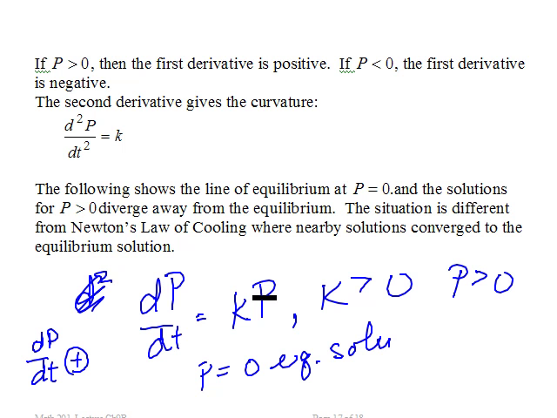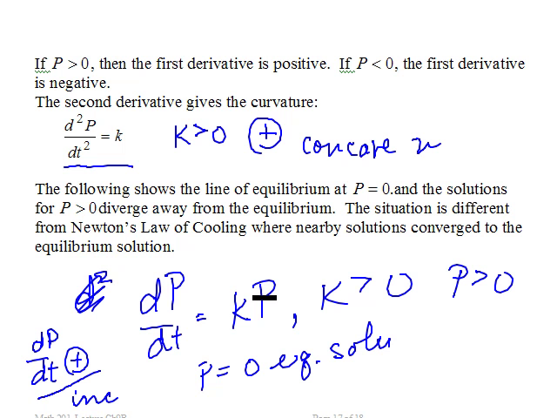We can take the second derivative, and this is what we get here. The second derivative is constant k. Remember, k is greater than 0, so actually the second derivative is always positive. The fact that the first derivative is positive means that the solution, the population, will be increasing. Because the second derivative is positive, that means that the curves are going to be concave upward. In the next graph, I'll show you what that looks like.